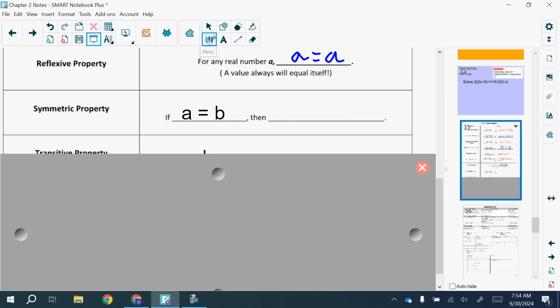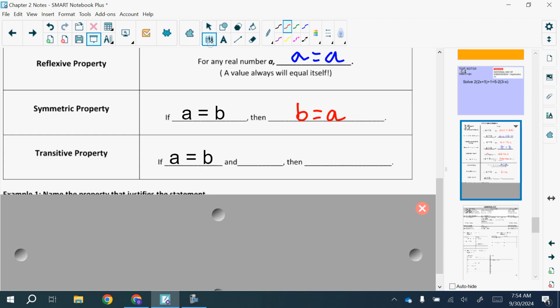Symmetric property. If A equals B, then B equals A. Just saying we could switch whatever side we are on of the equal sign, and it will remain equivalent because it is an equal sign. Transitive property. If A equals B and B equals C, then A equals C. That's actually using the same logic as the law of syllogism that we learned last unit.